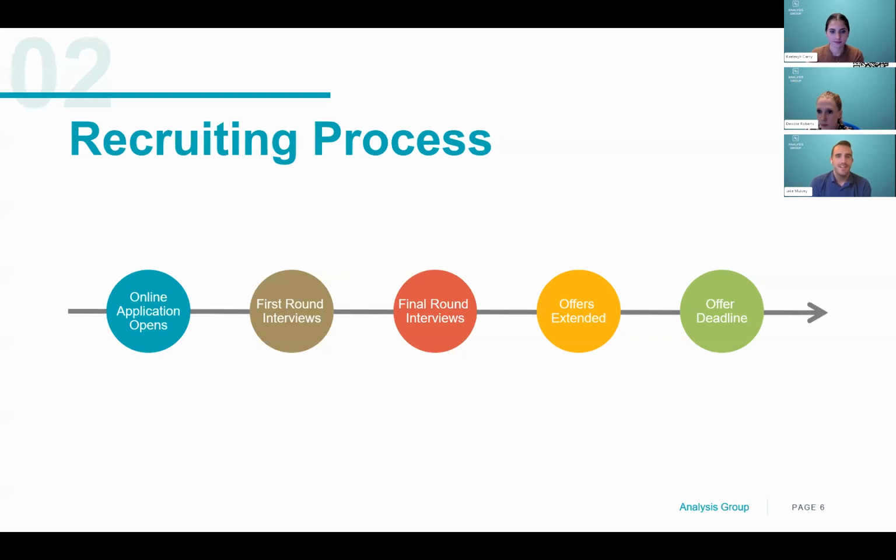On the next slide here, we're really going to dive into the application and the interview process in terms of our requirements and really the timeline for both the full-time and the summer analyst positions. Please keep in mind this is a very high-level overview of the process, and I do want to really emphasize that this can vary from office to office depending on who you're interviewing with.